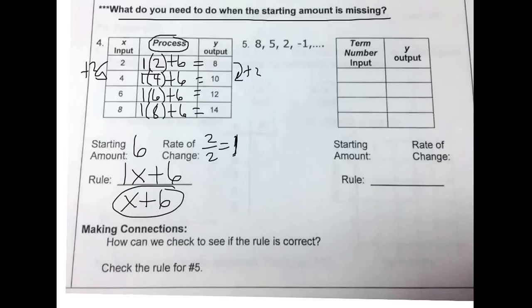Okay. The second way to get the starting amount is to go backwards in the table. Right here we're at 2. To get to 0, we would go back 2 spaces, and we would get to 0. So here we're going to go back 2 spaces, and we would get to 6. And so that's another way to identify your starting point.